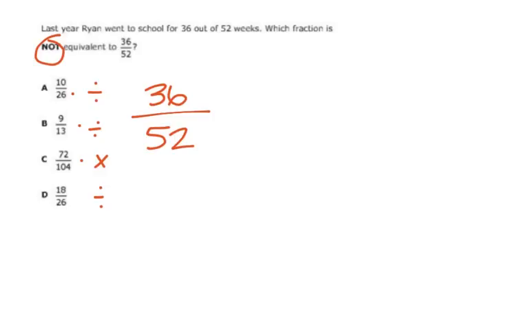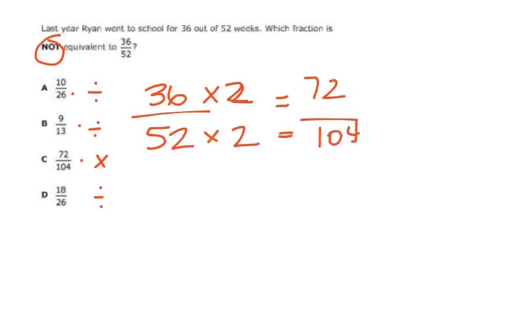Let's see if 36/52 is equivalent to 72/104. To get from 36 to 72, it looks like they just doubled it. So 36 times 2 is actually 72, and then 52 times 2 would be 104. So look, 72/104 is equivalent, okay?